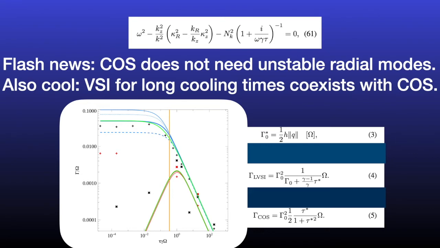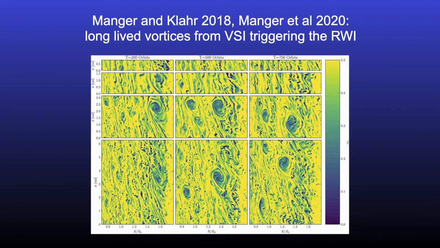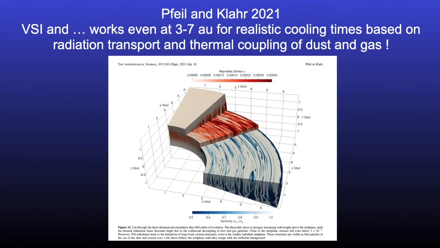And if you go for longer cooling times, then you find basically this factor of 2, which I've been mentioning before. So growth rates for both kinds of modes in the same order. Vortices are being triggered and zonal flows do form in this idealized simulation of the vertical shear instability with just one fixed cooling time. But of course, a disk around a young star does not have one fixed cooling time.